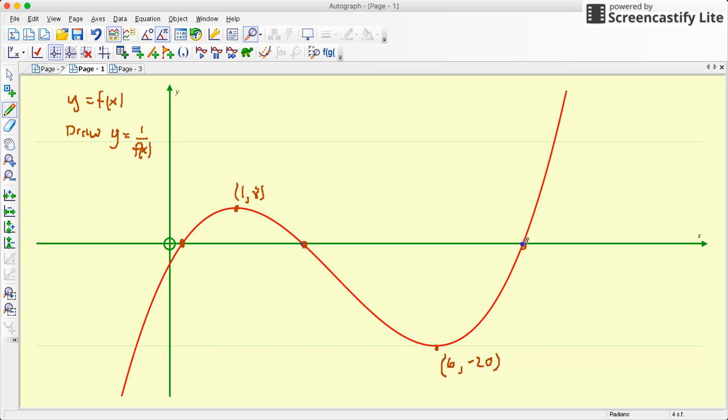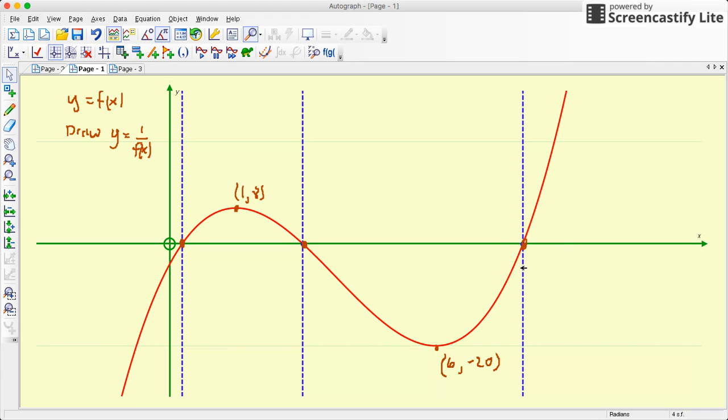So what I'm going to do is, first of all, you can see here that I'm showing you where the roots are, and that means that I can draw dotted lines or asymptotes here. These are the asymptotes for y equals f(x), because we cannot have f(x) being 1 divided by 0. So the root goes in here and it gives me the asymptote.